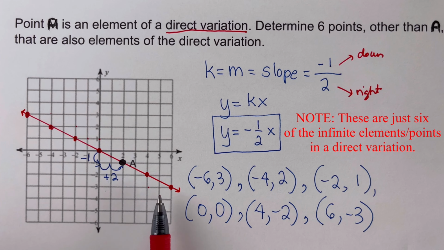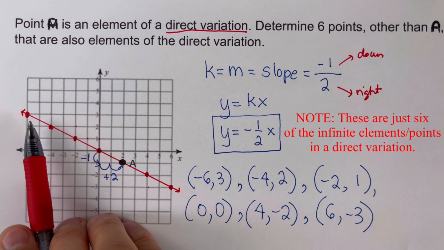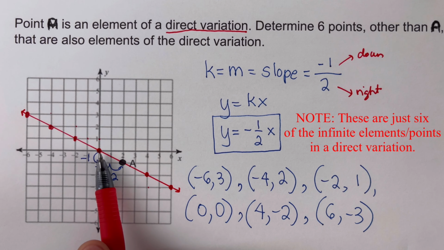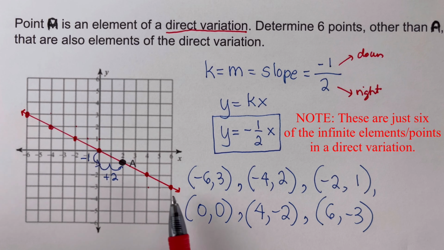Again, this graph is an example of a direct variation because the two conditions are met. First, it has to cross at the point of origin (0, 0), and it should be a straight line. So these are the other 6 points that are the elements of this direct variation.